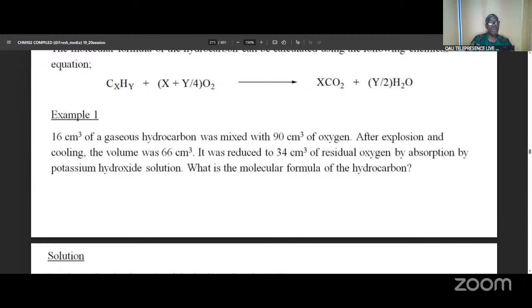So CxHy plus (x + y/4) oxygen, where x + y/4 is the mole of oxygen that will react with our organic compound, our hydrocarbon CxHy, to give, we said this will be converted to carbon dioxide and water. So x mole of carbon dioxide is produced plus y/2 mole of H2O.